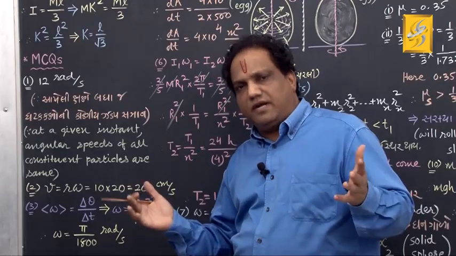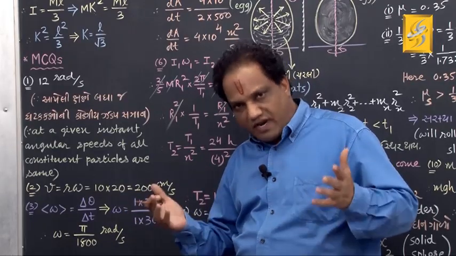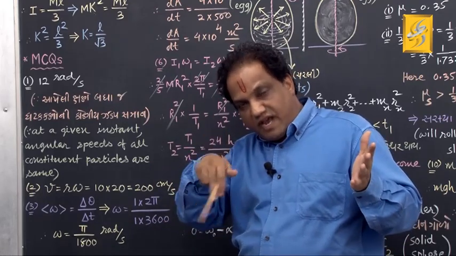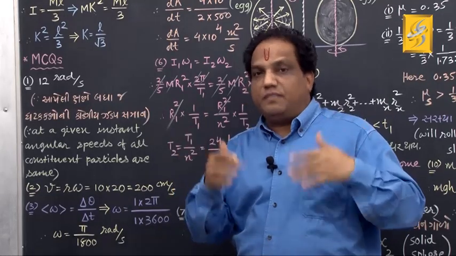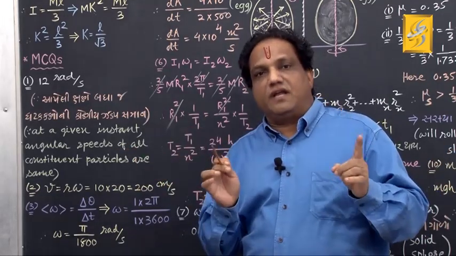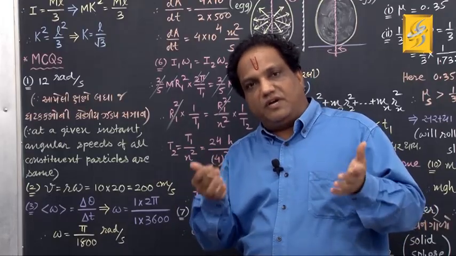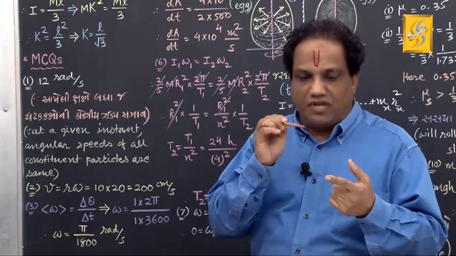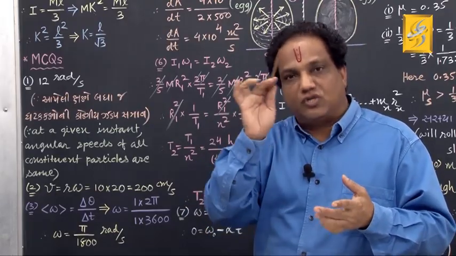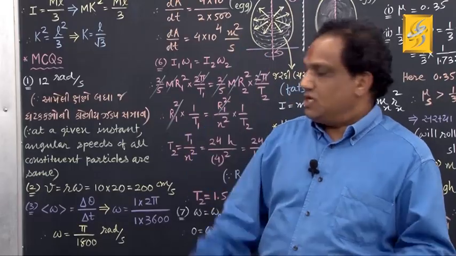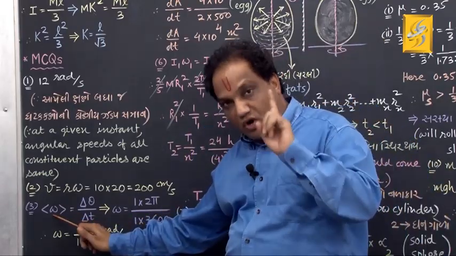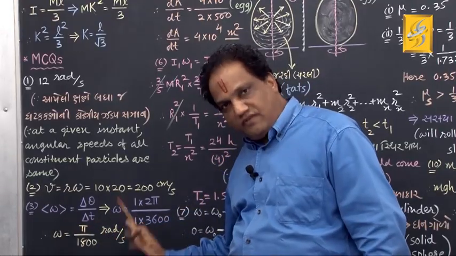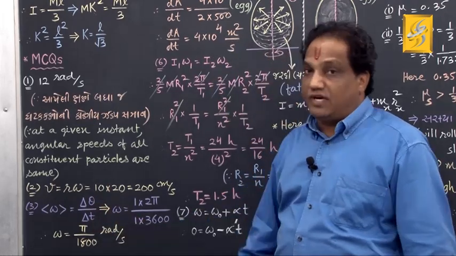For any hand, it may be the second hand or minute hand or hour hand, in a given clock, whatever its angular speed is, that remains constant. For the second arm, it is the highest. For the minute arm, it is lesser than that. And the slowest moving arm is the hour arm. But for a given hand, its angular speed remains constant throughout its rotation. So because the angular speed of the minute hand is constant, instead of average of omega, I just write only omega. Now this delta theta is angular displacement.